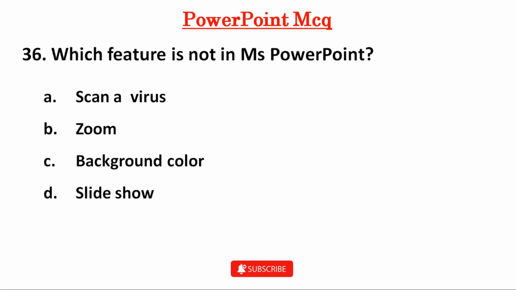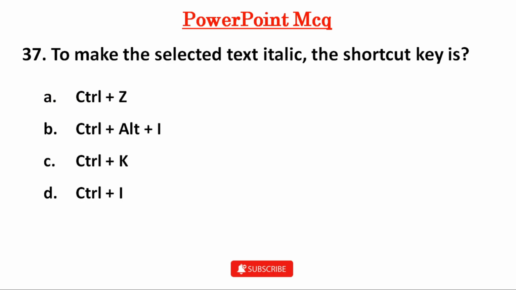Next question. Which feature is not in MS PowerPoint? Right answer is scan a virus. Next question. To make the selected text italic, the shortcut key is. Right answer is Control plus I.